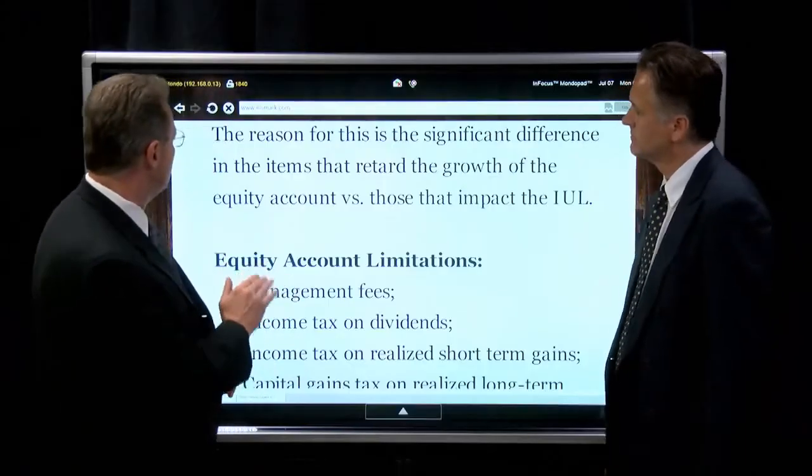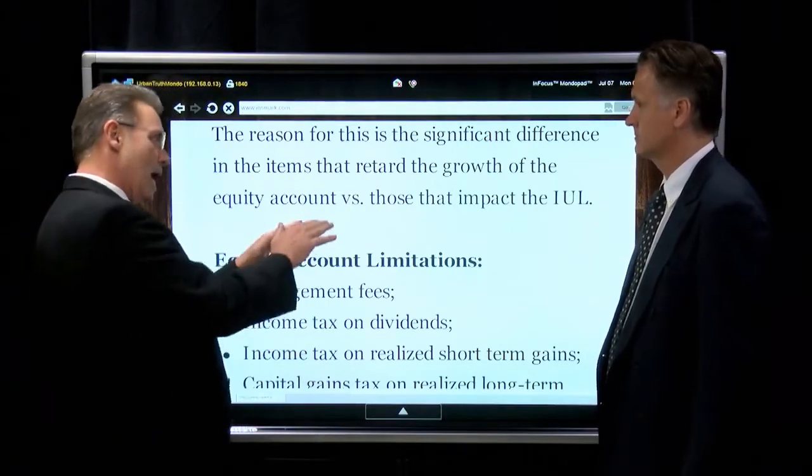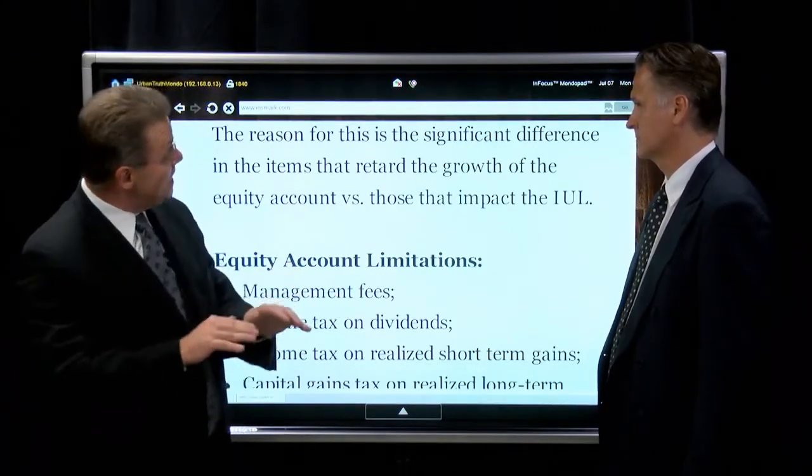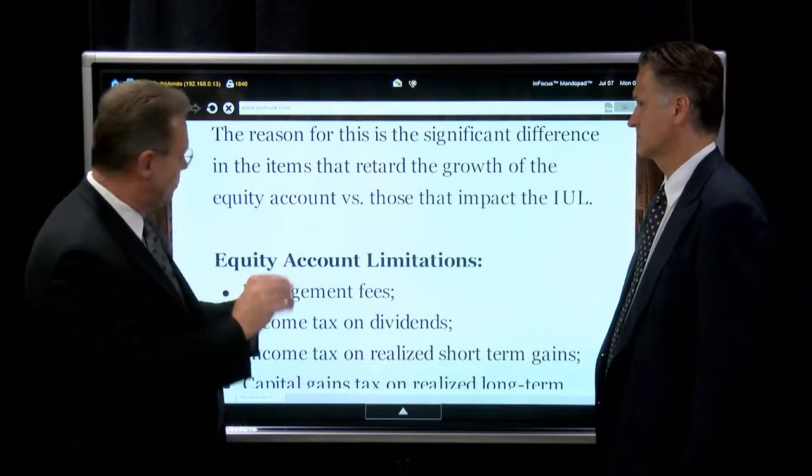Many of our clients are in equity positions in the market. Before we get into it, I just want to review some of the basic issues of why we're showing the difference between an equity position in the market and using indexed universal life. Kind of a tale of two cities.